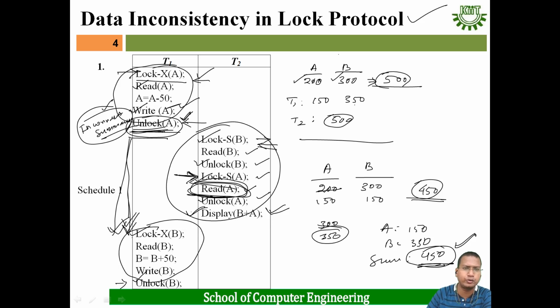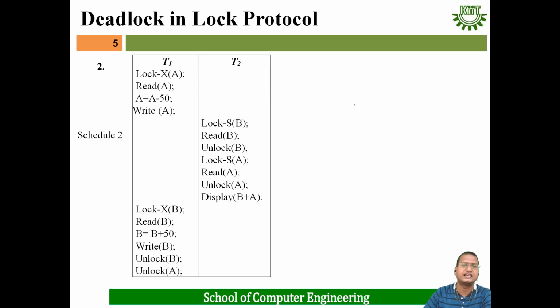So whenever we apply a lock on A, we will not release the lock after completion of the A operation. At last, after completion of the transaction, we will release the lock. Then we will see whether the data inconsistency problem arises or not. In the same schedule, I moved the unlock of A operation from here to this place. Suppose the T1 transaction has applied an exclusive lock on A, then read A, A equals A minus 50.